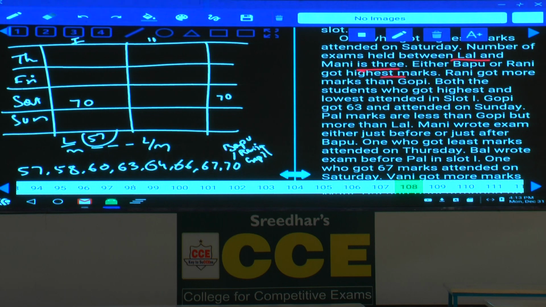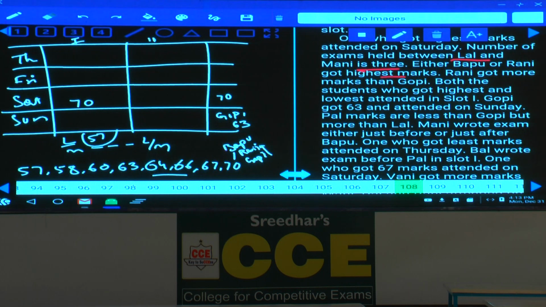And Gopi got 63 and attended on Sunday. Now, this Gopi got 63 and attended on Sunday. Hence, as this Gopi got 63, Rani must have more than 63. Rani must have got either 64 or 67 and so on, isn't it? And Rani is 64 to 67.